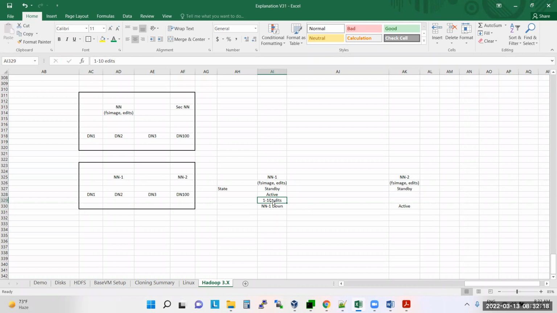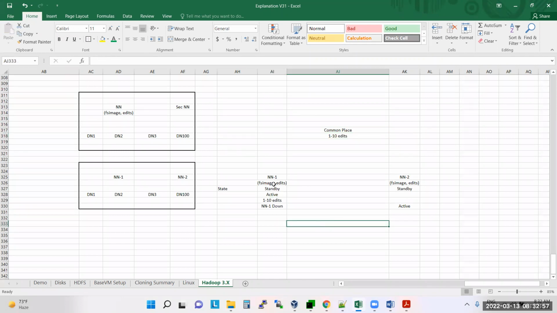Now we need to put both the name nodes in a situation where whatever name node 1 is performing should be known to name node 2, and whatever name node 2 is performing should be known to name node 1. Correct or not? Yes, sir. So whatever name node performed, I will put in a common place. I'll create one common place. If name node 1 performed 1 to 10 edits, it will maintain 1 to 10 edits here, and it will put 1 to 10 edits here also.